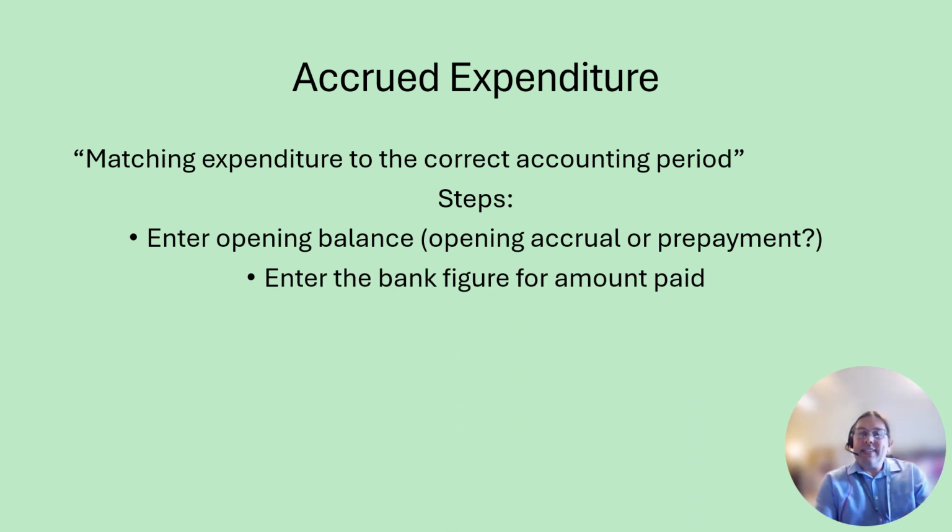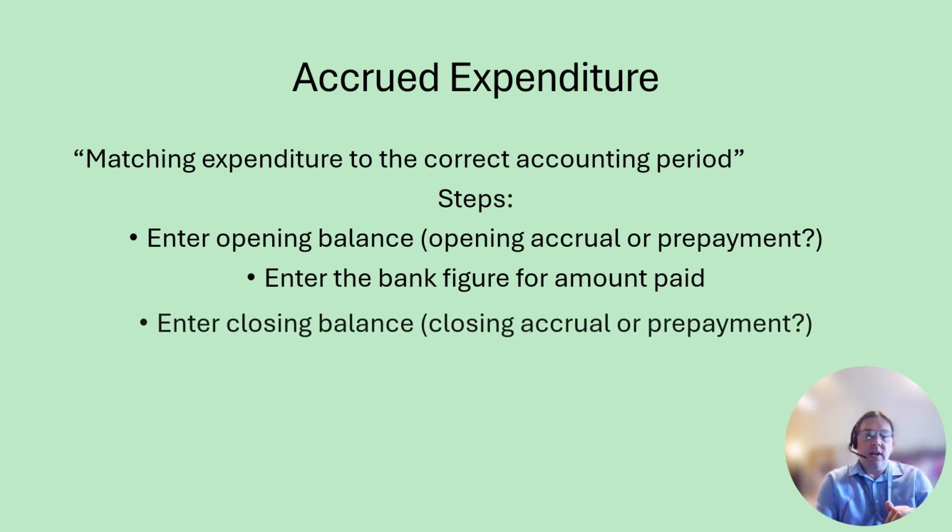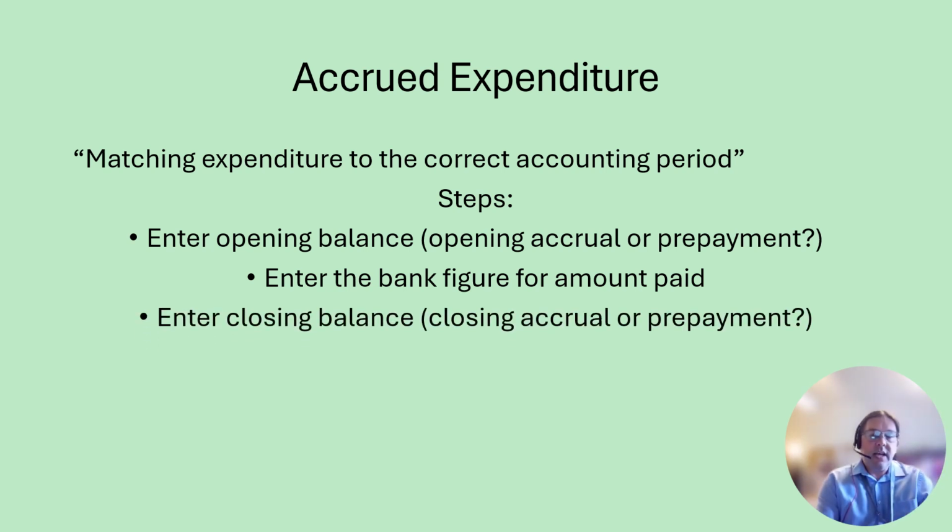Once we've done that, we enter the bank figure for the amount paid. You should know by now that expenses go up on the debit, so you'd label it bank and put the figure on the debit side of the T account. You gain 1 mark for each of those, and then we enter our closing balance. This will depend on what the question is telling you, but you could owe money at the end of the year, which means you've got a liability, so the balance carried down is on the debit, because the closing balance is balance brought down on the credit.